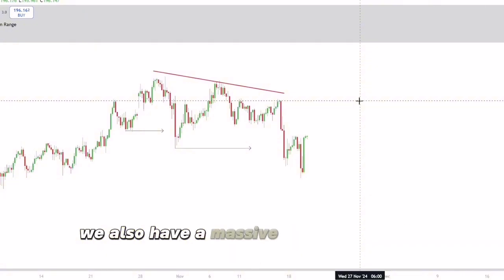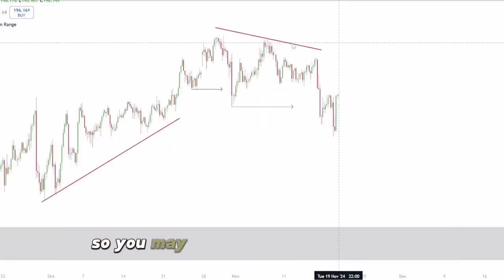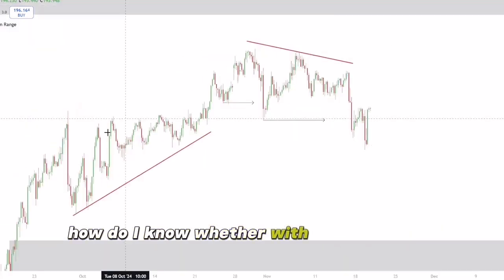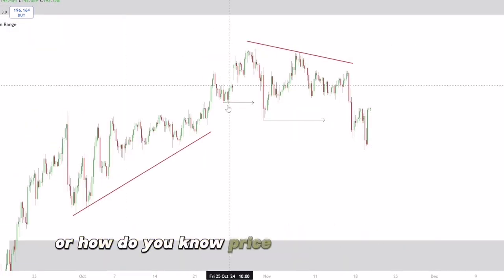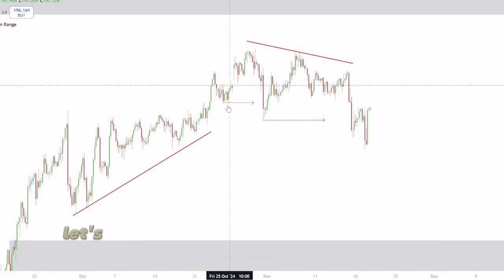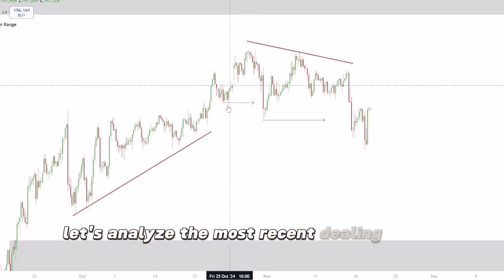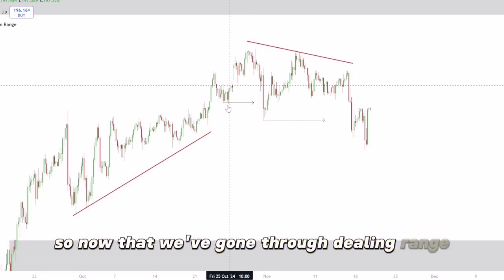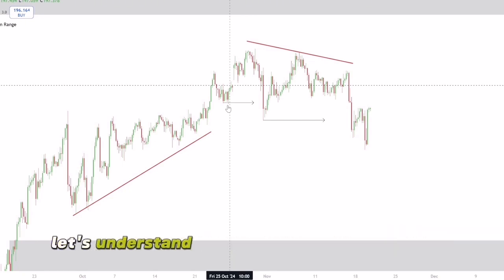And yes, we also have a massive pool of sell side liquidity, but we also have a massive pool of buy side liquidity. So you may be asking Price Action Labs, how do I know whether price is going to target here? Or how do you know price is going to target here? Well, I don't know for sure, but this is where market structure becomes very, very valuable, right? So again, let's analyze the most recent dealing range, right? So now that we've gone through dealing range and we've gone through liquidity, let's understand the most recent dealing range we are currently in, right?